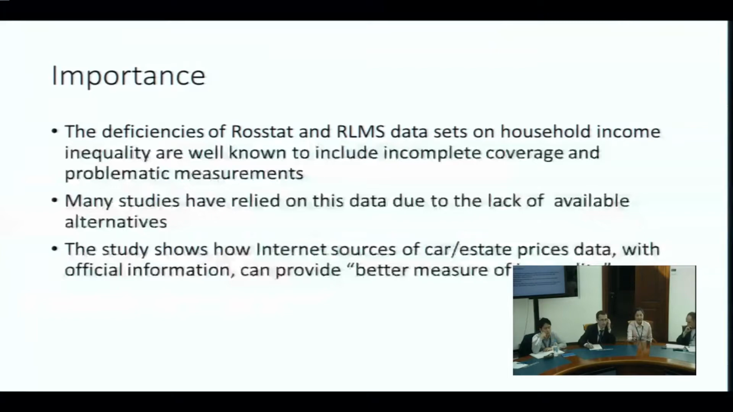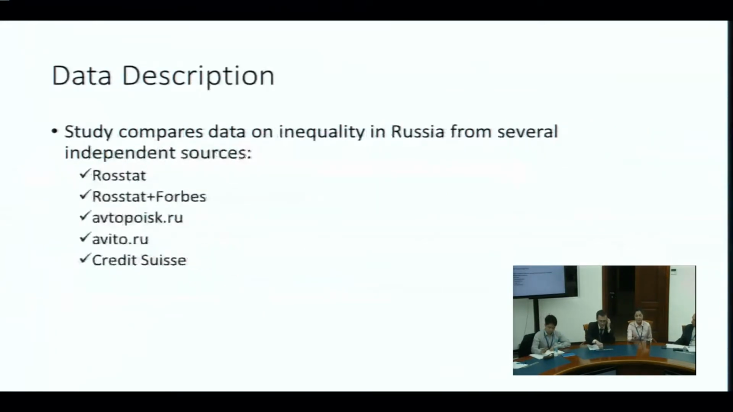Its sources are internet websites on selling cars and estate, as well as official information, to provide a better measure of inequality, as it was said. The sources used were Rosstat and Forbes, the website avtopoisk.ru, the website for estate and cars called avito.ru, and the source Credit Suisse.